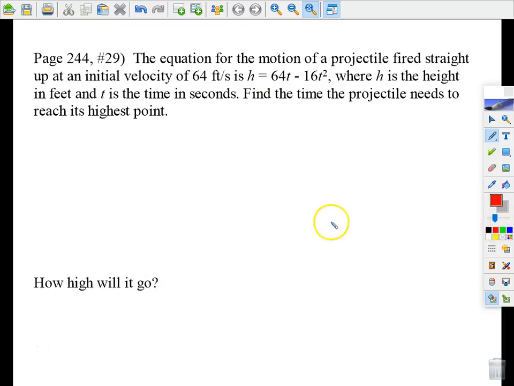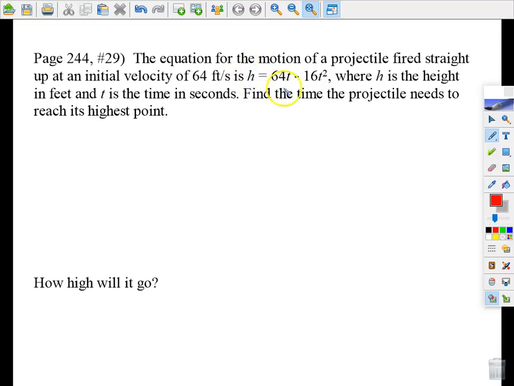Okay, so let's just read through it. We have this equation that represents the motion of a projectile. That's just an object that's being fired. Maybe it's a bullet or a rocket or whatever the case, but it's being fired straight up. And we have this initial velocity information, but here's the key. We're given this quadratic equation, and we're told that h represents how high the projectile goes over t, time in seconds.